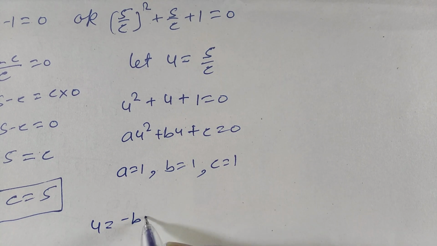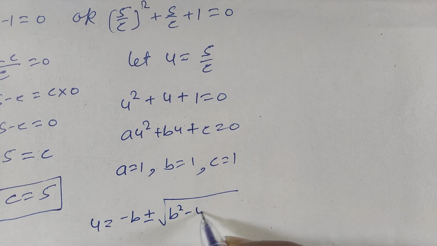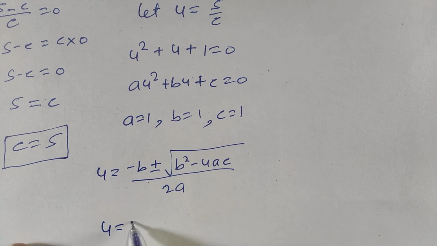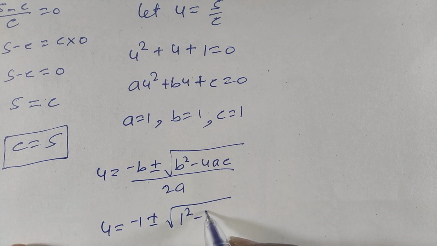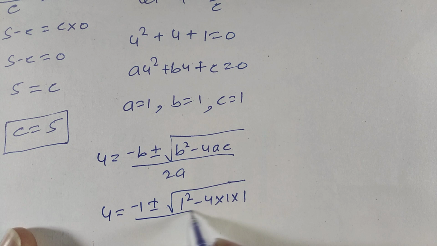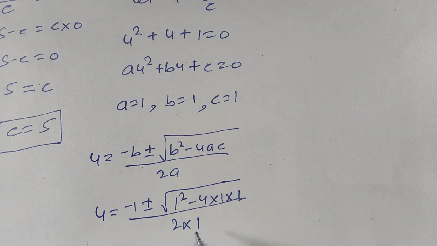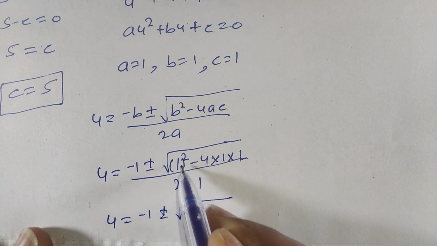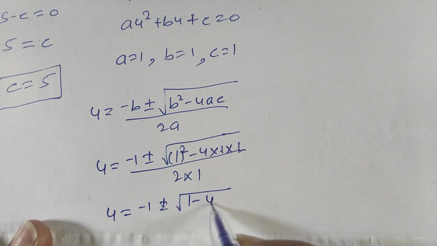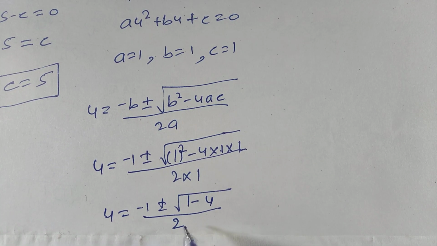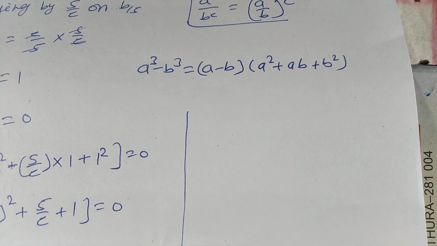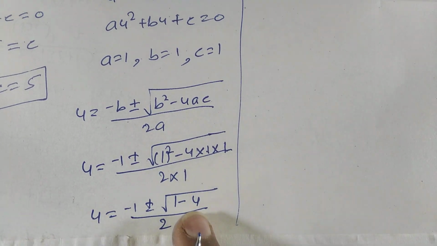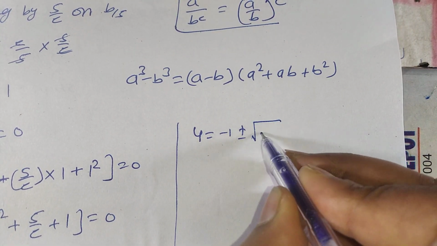u is equal to minus b plus or minus square root of b square minus 4ac over 2a. u is equal to minus 1 plus or minus square root of 1 square minus 4 into 1 into 1, over 2 into the value of a, 1. 1 square is 1, 4 times 1 is 4, over 2 times 1 is 2. u is equal to minus 1 plus or minus square root of 1 minus 4, which is minus 3, square root of minus 3 over 2.